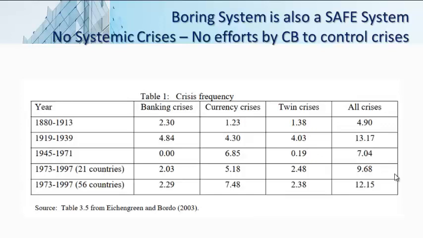So the boring system is also a very safe system. There were no crises, no efforts by central banks to control crises. There's this periodization table which shows the crisis frequency. So in the 1945 to 1971 period, you have 0 banking crises. This is the post-World War II to the Nixon-Shock. 71 is exactly Nixon-Shock. There were currency crises, exchange rate crises.